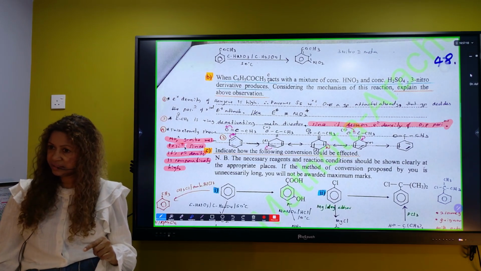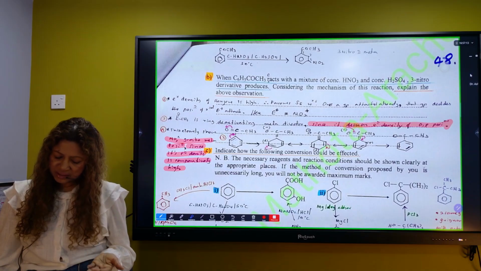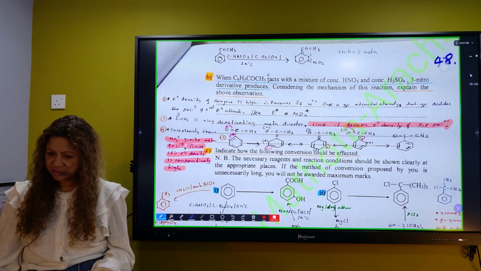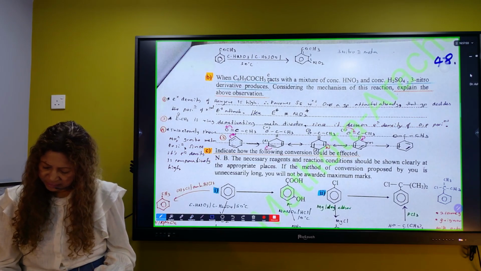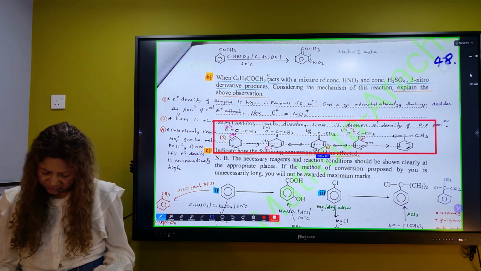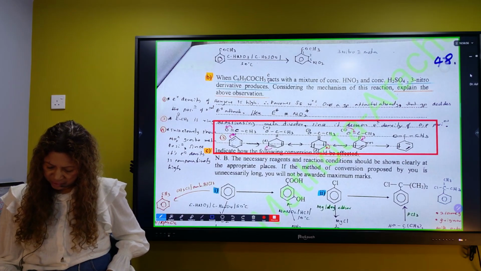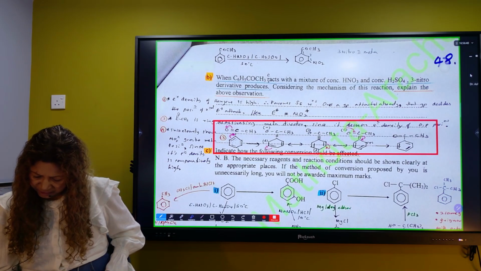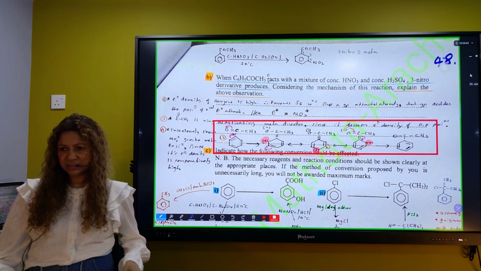It means meta position electron density, okay? You can just write: since electron density of meta position is comparatively high. And it is a must that you are drawing resonance structures to show. See, these positions are getting plus charges, so that only it is directing to meta positions.